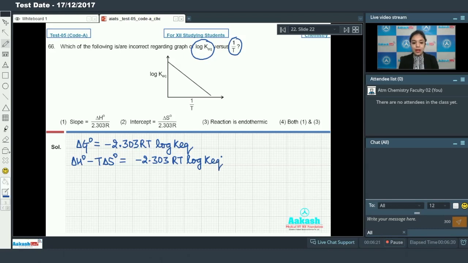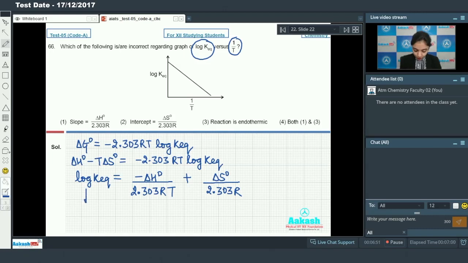So now you have to establish a relation between log K equilibrium and 1 by T. So rearrange this equation. So it will be log K equilibrium is equal to minus delta H naught divided by 2.303 RT plus delta S naught divided by 2.303 R. I hope this is clear to you.